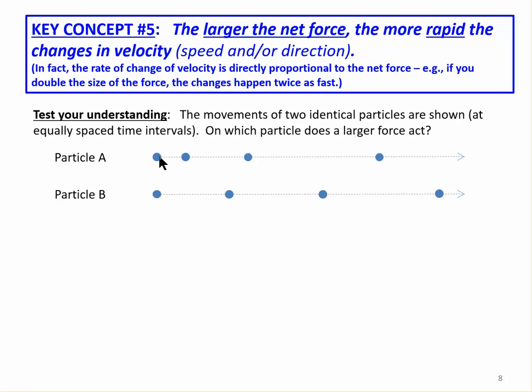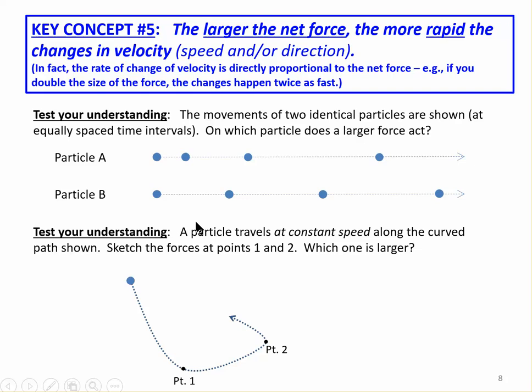But look at particle A. It starts out going pretty slow, but then it goes much faster, and now it's going much faster than before. It's gaining speed very, very rapidly. So both particles are experiencing a change in velocity, but particle A is experiencing a more rapid change in velocity. Therefore, particle A has the larger force acting on it.